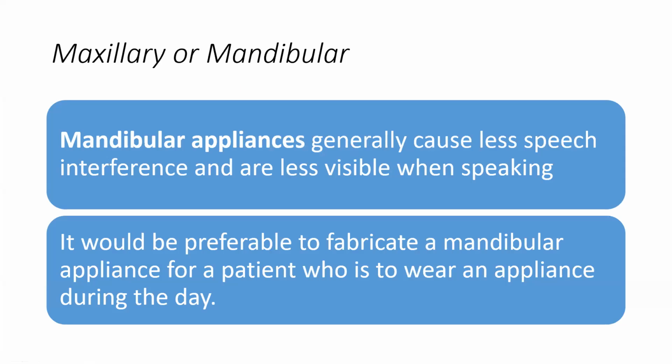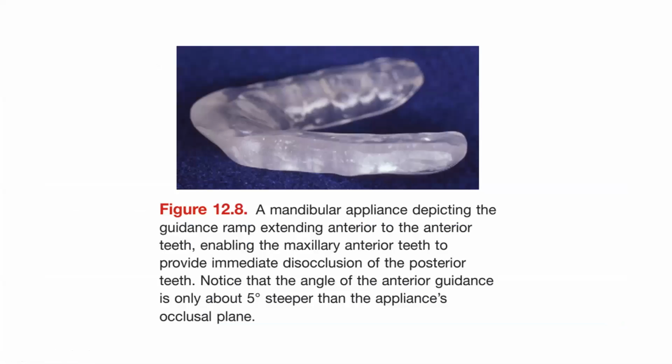Also, the splint can be divided into the maxillary and the mandibular splint. The mandibular appliance splint is generally used because it causes less speech interference and is also less visible when speaking, so mandibular appliances are generally used during the day. So it would be preferable to fabricate a mandibular appliance for a patient who is to wear an appliance during the day. So this is the mandibular occlusal splint.